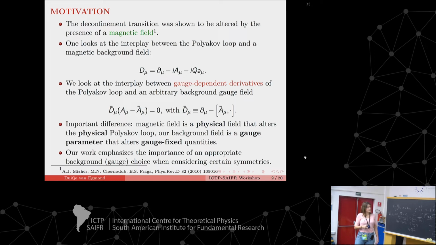Even so, besides that, maybe some technical details can be interesting because of these similarities in introducing the background. I think our work is interesting because it really emphasizes the importance of an appropriate choice for your background when you are considering certain symmetries. In particular, what we want to show is that when you look at the minimum of the effective action or effective potential, and looking at symmetry breaking at this level, then it's really important to have this symmetry explicit at the level of the effective potential itself.